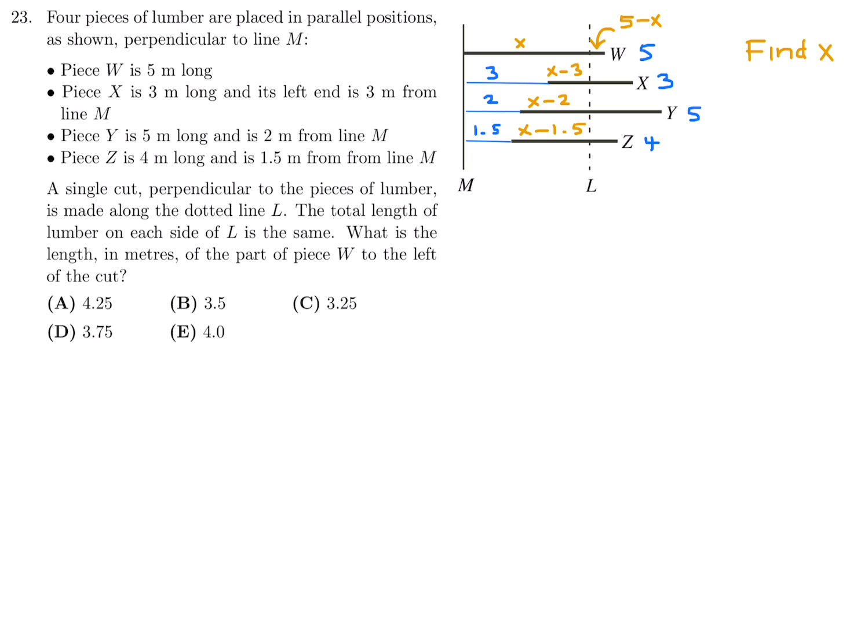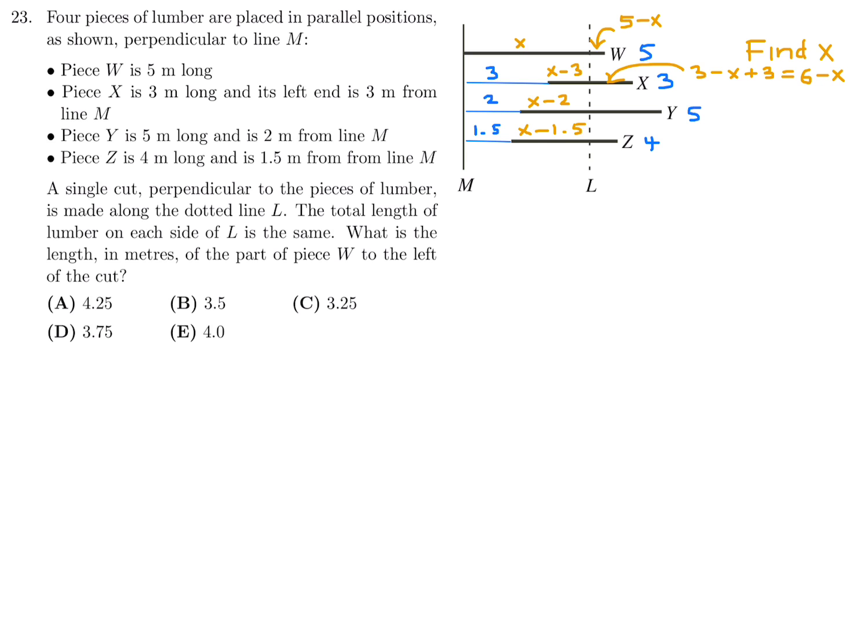All right. Now we get to the other side. Well, this part we already labeled 5 minus X, so that's done. This, well, the whole thing is 3. And this part is X minus 3. So this part has got to be 3 minus (X minus 3). So it becomes 3 minus X plus 3. And that is 6 minus X.